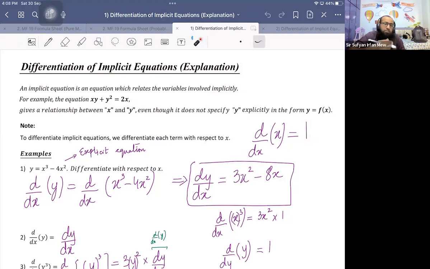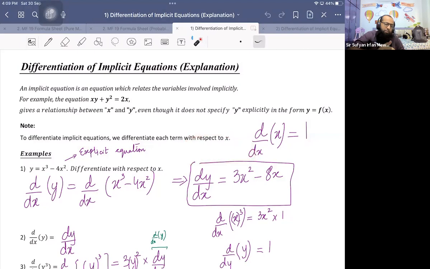How do we tackle such equations? The note says, to differentiate implicit equations, we differentiate each term with respect to x. So whenever we see an implicit equation, we differentiate each term with respect to x. And this is the first line that we write: differentiate with respect to x. I am going to write this in the questions that I am going to solve.